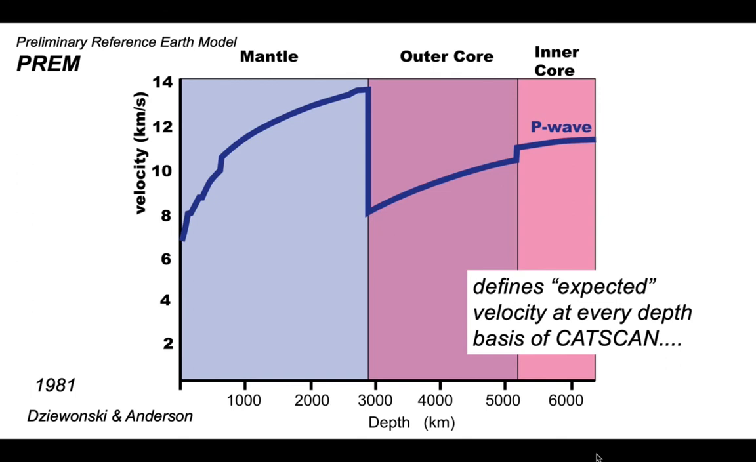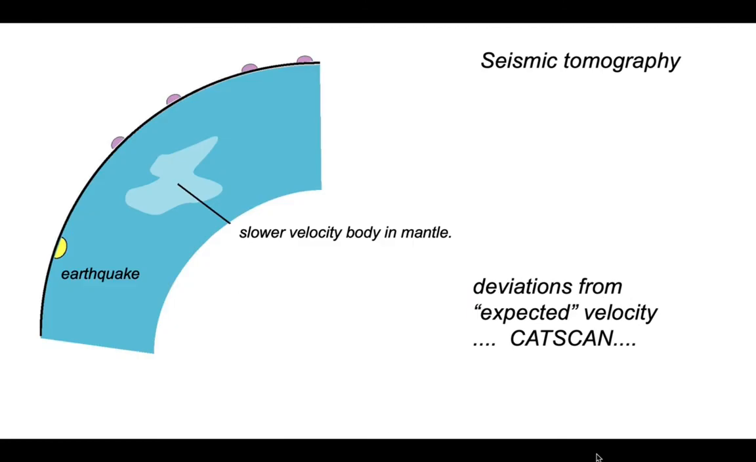within the mantle. Essentially, these deviations away from a general model are the basis of a CAT scan, the sort of thing in medicine that looks for anomalies within human tissues, tumours. In the Earth, we can use these to look for Earth structure. And this approach is called seismic tomography. So let's see how this plays out.